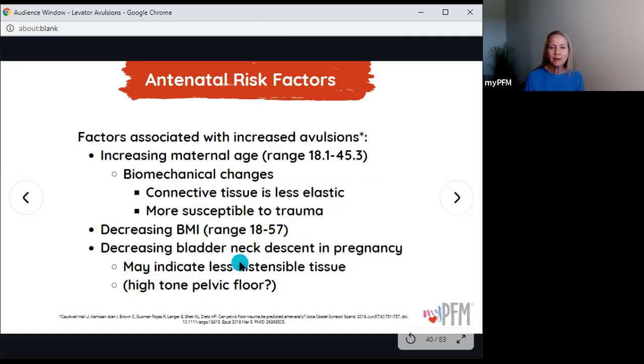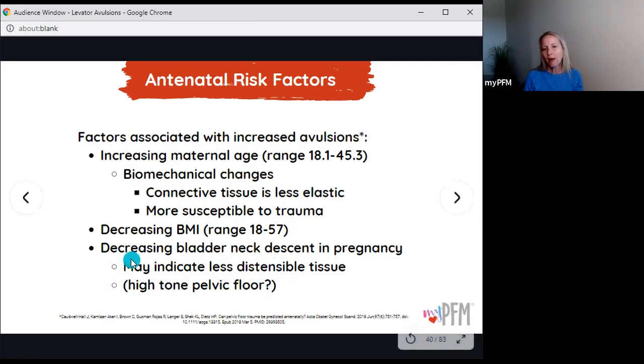And then decreasing bladder neck descent in pregnancy. The way they tested this was during pregnancy, they had the people bear down, do a Valsalva, push out. And they looked to see, when they did that Valsalva, how did the bladder neck descend? Again, this is a theory. So decreasing bladder neck descent means that during pregnancy, when they did the Valsalva, the bladder neck did not come down as much.